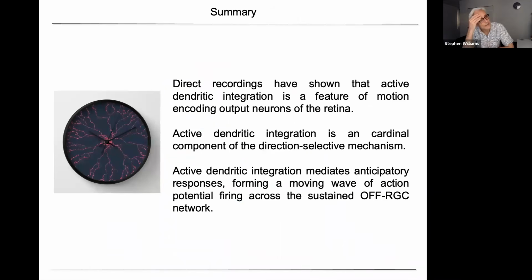So in summary, therefore, what we think is that active dendritic integration is super important for computations in the output layer of the retina. We think that active dendritic integration is a feature of motion encoding output neurons of the retina. We think it's a cardinal component of the direction selective mechanism, and we think that it mediates anticipatory responses to generate a moving wave of action potential firing across the sustained off retinal ganglion cell network.